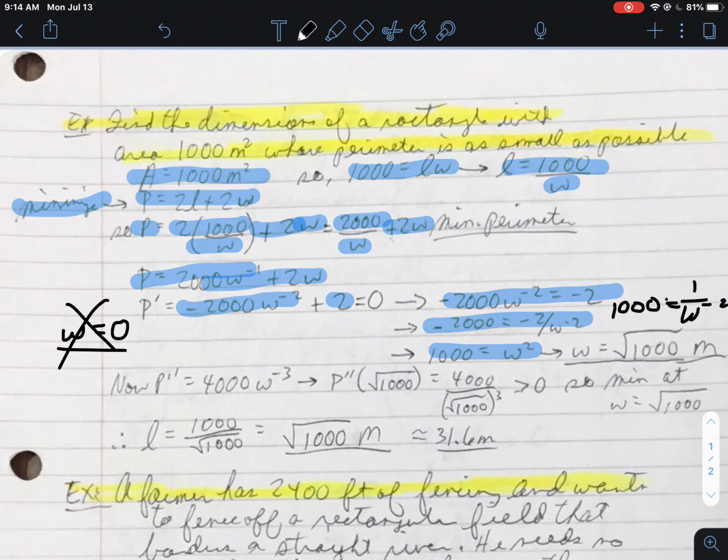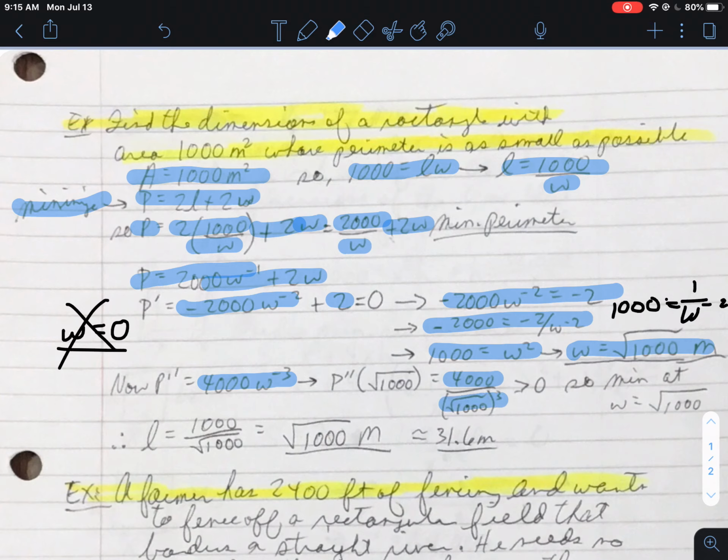Now you can check your second derivative. Our first derivative was negative 2,000 W to the negative 2 plus 2. So our second derivative would be negative 2 times negative 2,000, so positive 4,000 W to the negative 3. Derivative of 2 is 0. If you plug in the square root of 1,000, that would be 4,000 over W cubed, so 4,000 over the square root of 1,000 cubed.